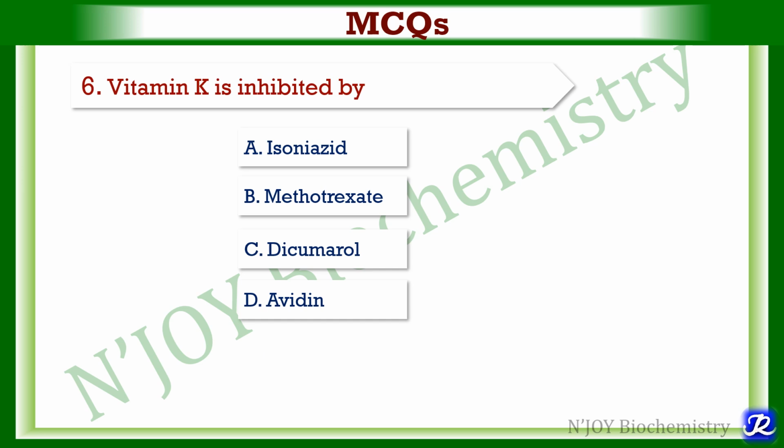Vitamin K is inhibited by isoniazid, methotrexate, dicumarol or avidin? So it is inhibited by dicumarol. It is the antagonist of vitamin K. Isoniazid is the anti-tubercular drug, and it leads to pyridoxine deficiency. Methotrexate is a folate antagonist, and avidin is a biotin antagonist.